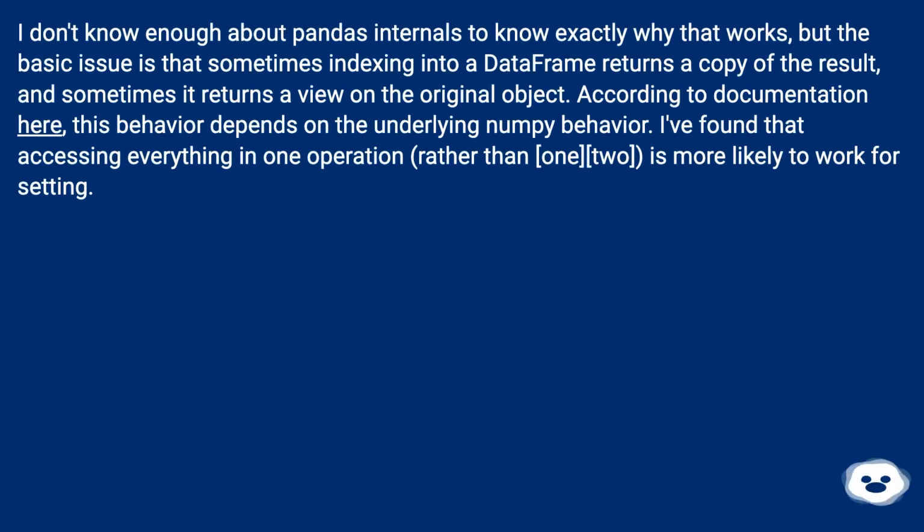I don't know enough about Pandas internals to know exactly why that works, but the basic issue is that sometimes indexing into a data frame returns a copy of the result, and sometimes it returns a view on the original object. According to the documentation here, this behavior depends on the underlying NumPy behavior. I've found that accessing everything in one operation, rather than one or two, is more likely to work for setting.